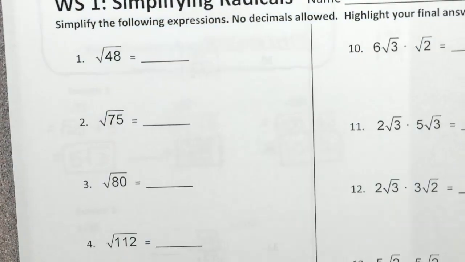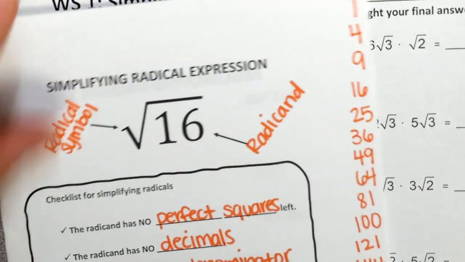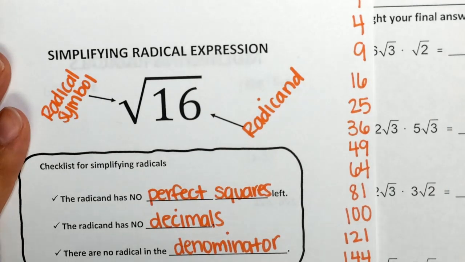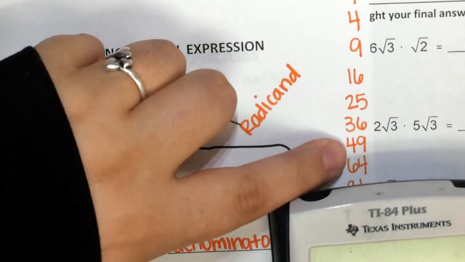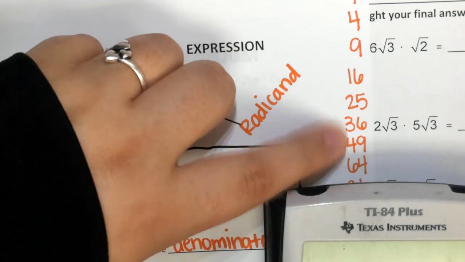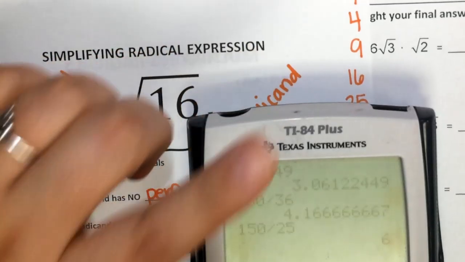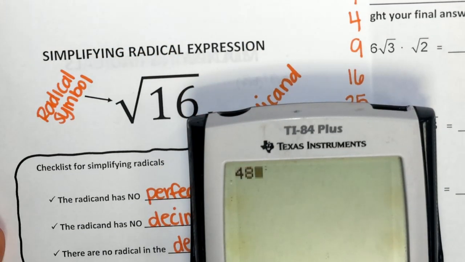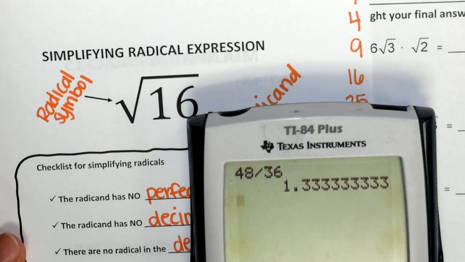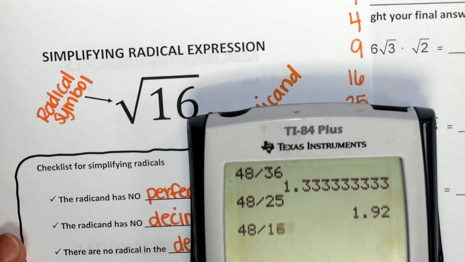Okay. Square root of 48. What perfect square? Let me just show y'all real quick. If you don't know how to do this, start at the number closest to 48. So 49 is too big. I'm going to start at 36 and just divide. 48 divided by 36. Nope, not a pretty number. 48 divided by 25. Nope, not a pretty number. 48 divided by 16. Oh, it's a pretty number.